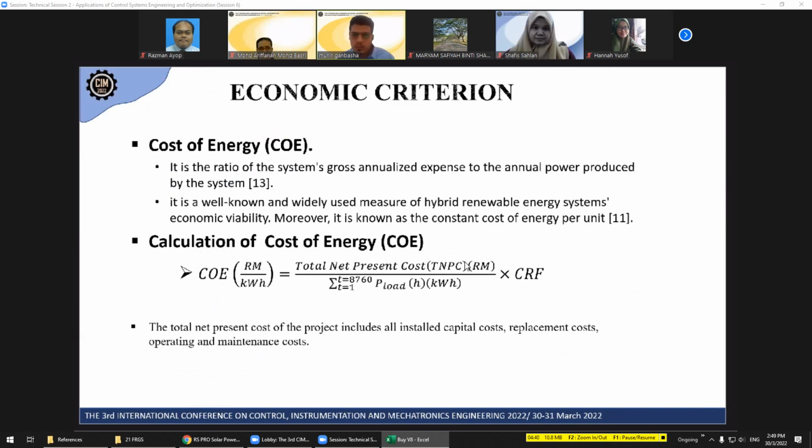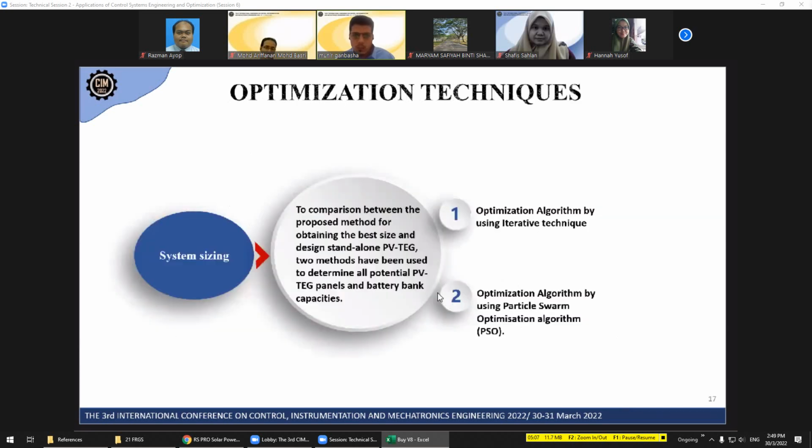Second objective function of this work, cost of energy. Cost of energy is the constant cost of energy per unit. Cost of energy is the ratio between total net present cost and the total load per year. Total net present cost in this work includes all installed capital cost, replacement cost, operating cost, and maintenance cost. CRF is the capital recovery factor.